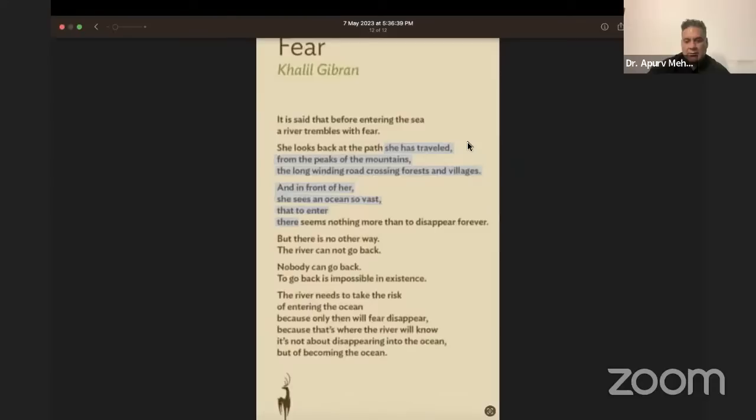Nobody can go back. To go back is impossible in existence. The river needs to take the risk of entering the ocean, because only then will fear disappear. Because that's where the river will know it's not about disappearing into the ocean, but of becoming the ocean itself.